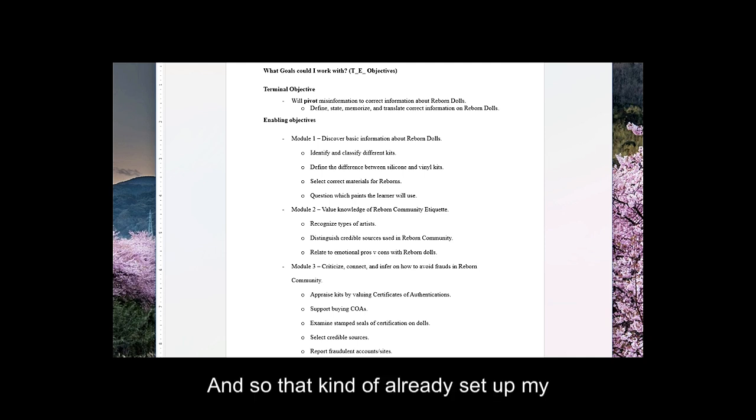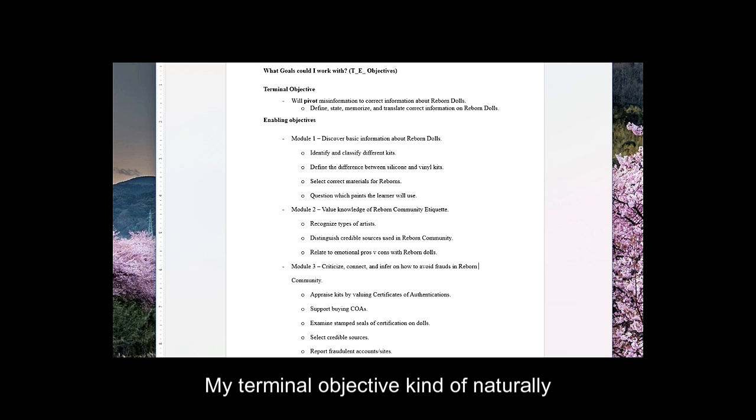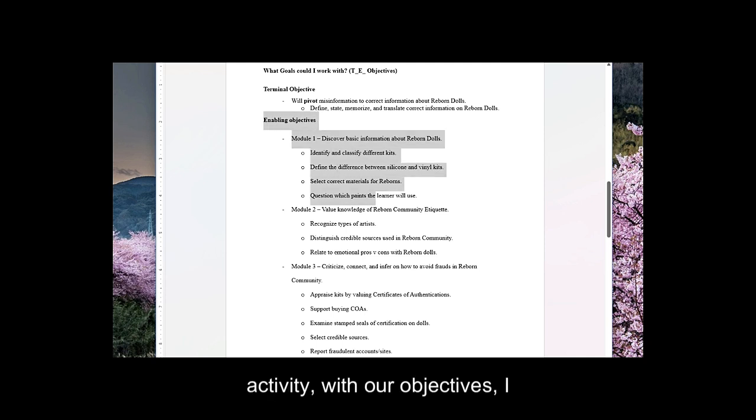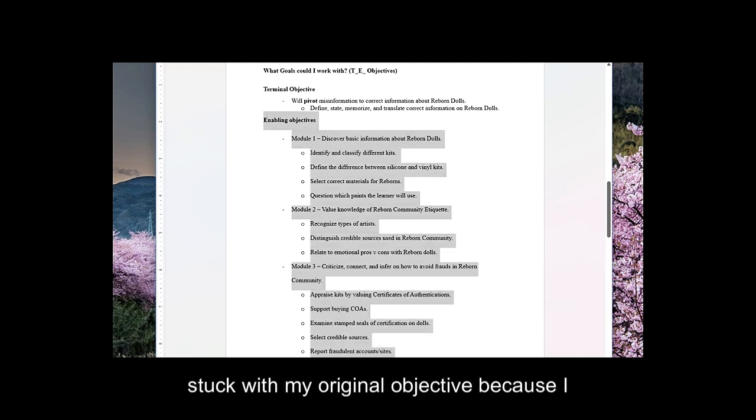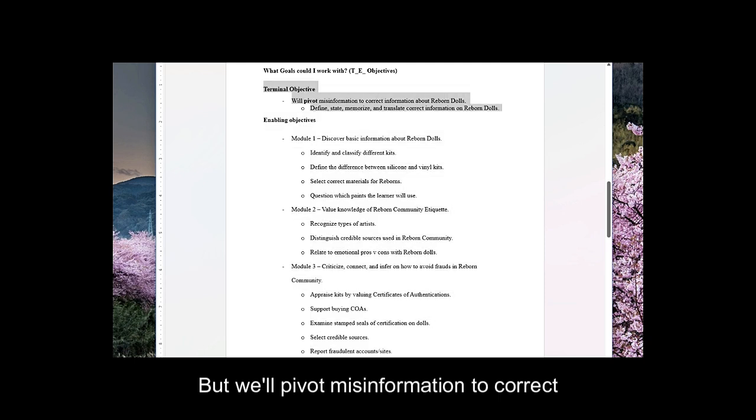And so that kind of already set up my enabling objectives by allowing me to set up modules that would cover each of those needs. My terminal objective kind of naturally followed after that. Of course, with our AI activity with our objectives, I stuck with my original objective because I wanted to show how it could grow. But we'll pivot misinformation to correct information about reborn dolls, which each of these modules breaking down does. At this point, I felt confident in my terminal and enabling objectives, and I also felt that they were tangible, reachable goals within my instruction.